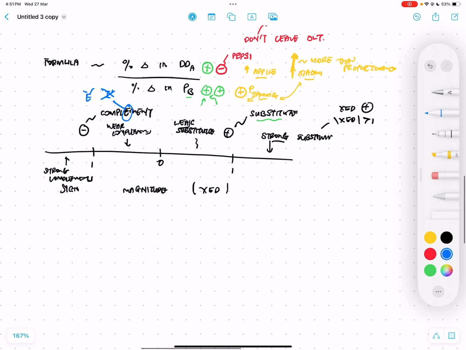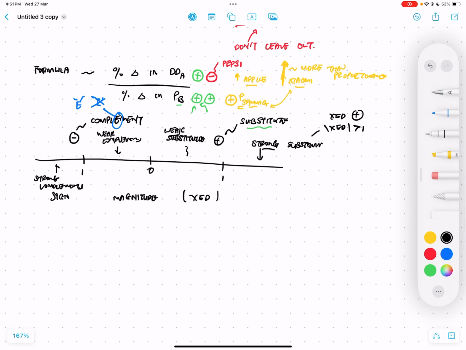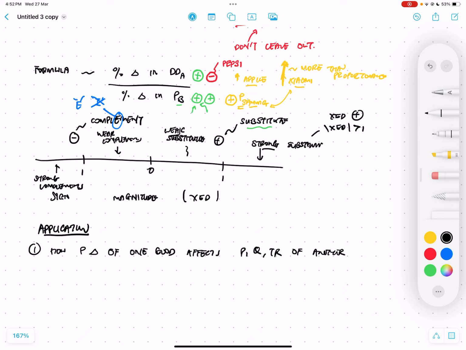Okay. Then next thing you want to know is the application of XED. Alright, so application, there are a couple of applications. One is that you can see how the price change of one good affects the P, Q, or TR of another good.